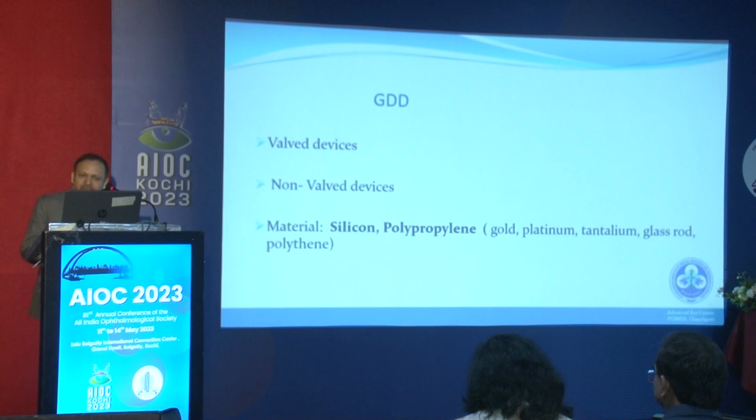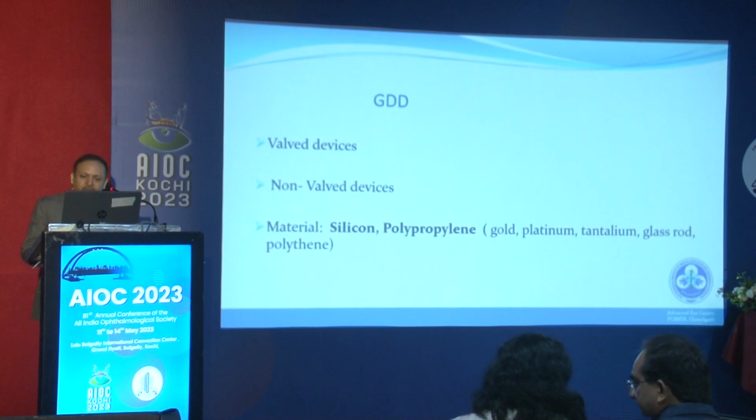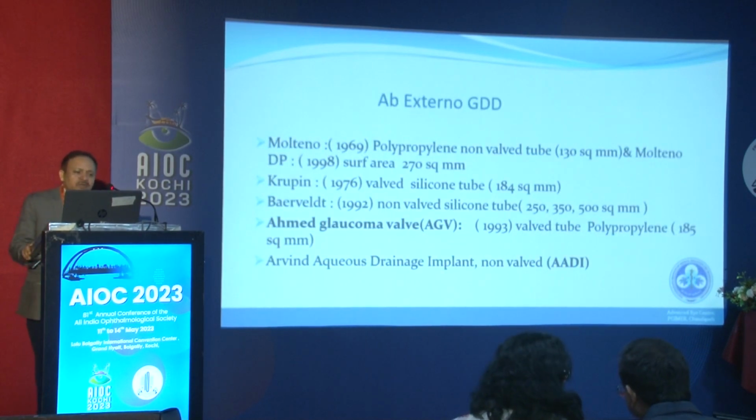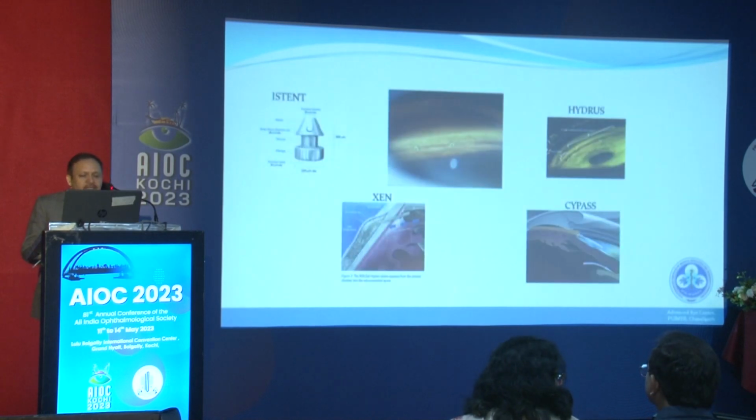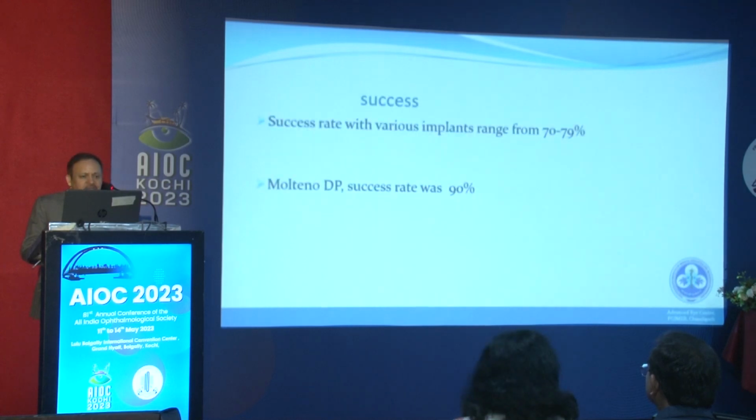So GDD can be valve or non-valve. These are the two types of GDD available, and material-wise, mostly these are silicone or polypropylene based. Ab externo, which we are using here, are mostly AGV or Baerveldt. Ab interno available are Express shunt, Xen, iStents, Omni, PreserFlo, Hydrus. Most of these are not used here. These are some of the designs of these devices. The success rate of drainage devices varies from 70 to 79%, and maximum is seen with the Molteno DP device.